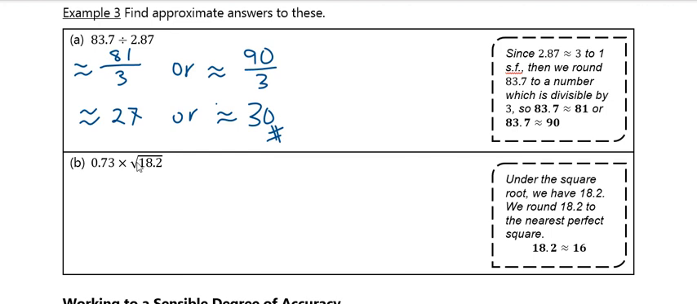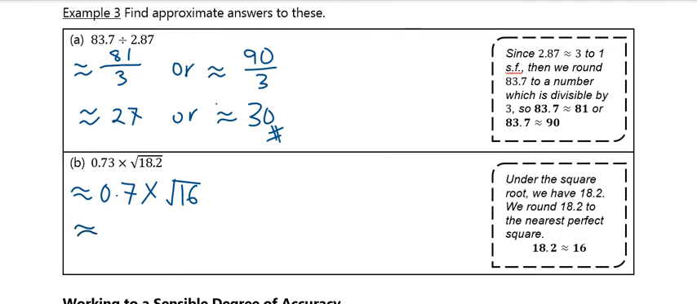Okay, and then part B, 0.73 is basically 0.7 times, right, let's have a look under the square root. Now under the square root we have 18.2. So when you round 18.2 off to one significant figure it is 20, but 20 is not a perfect square. So you have to use the nearest perfect square to 18.2, which is 16, right?